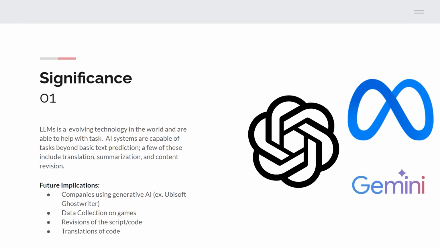Some of these implementations into this are that companies are actually already using generative AI, such as Ubisoft Ghostwriter, to create dialogue for their games and their NPCs. Of course, data collection on the games to gain input on feedback from players, revisions of the code and the scripting processes that these developers go through, and also translations from one code to the next if they were using Unity and they wanted to go into a different game engine.